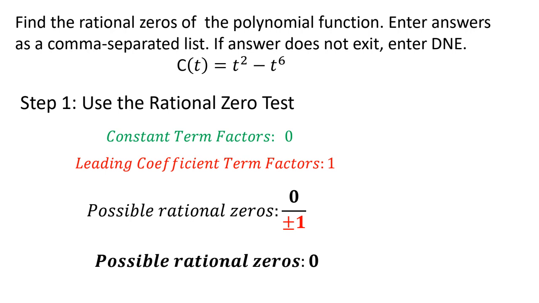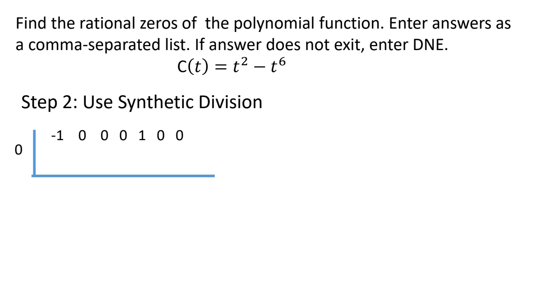And we could have done that without our zero test. We know that if we plug in 0 here, 0 squared minus 0 to the 6 is going to be 0, right? But let's go ahead and use synthetic division with one of the zeros that we have. Again, I have degree 6, so my first one is -1. I don't have a 5, I don't have a 4, I don't have a 3, so those are all zeros. I did have the square, so that's 1, but I don't have a single t, and then my constant is 0. Okay? So let's do our synthetic division.